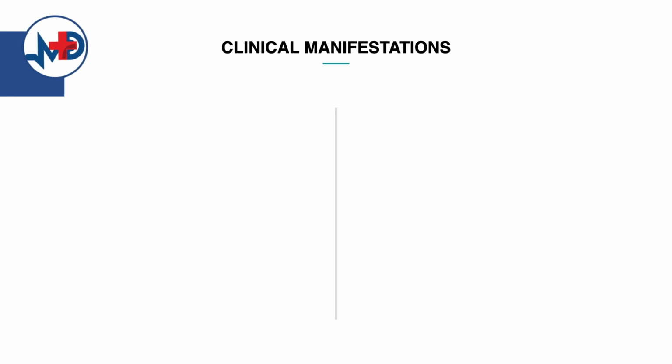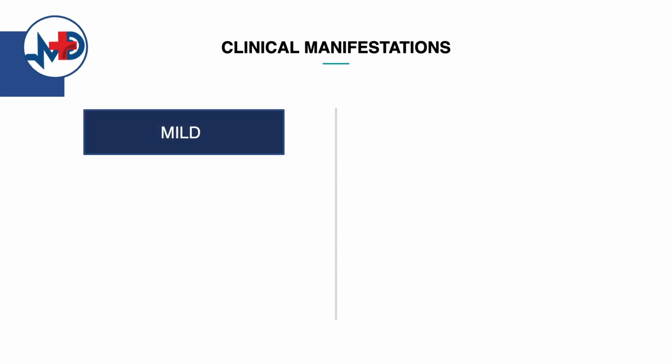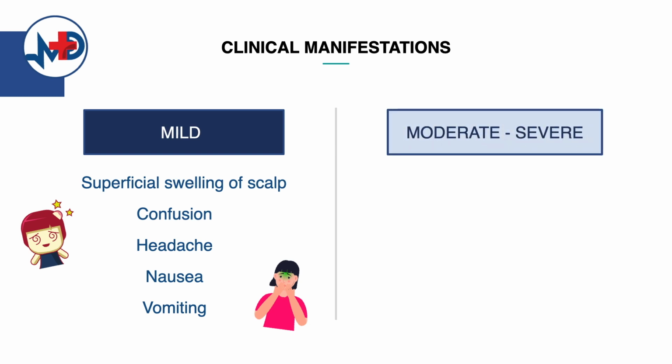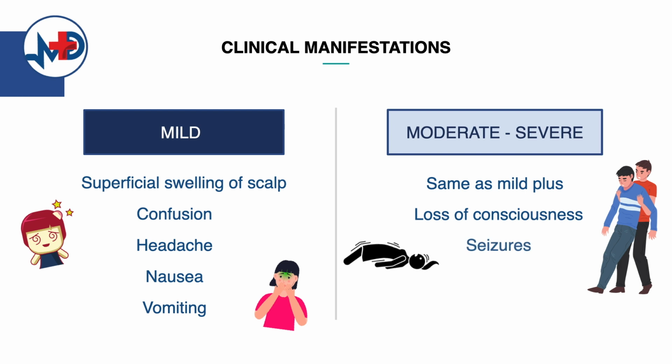Now let's move on to the clinical manifestations of different types of head injury. Each individual with head injury may experience symptoms differently. Symptoms may differ depending on the type of injury. In mild head injury, you've got superficial swelling of the scalp, confusion, headache, nausea, and vomiting. Whereas in moderate to severe head injury, this requires immediate medical attention, and symptoms may include any of the above, as seen in mild, plus loss of consciousness, seizures, and/or coma.